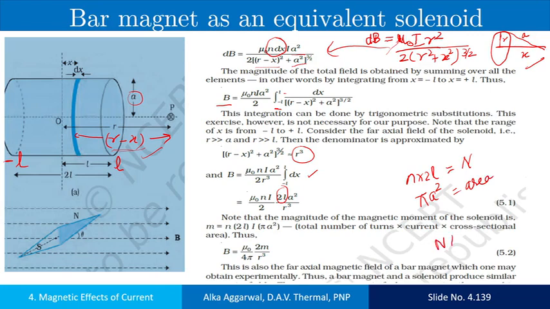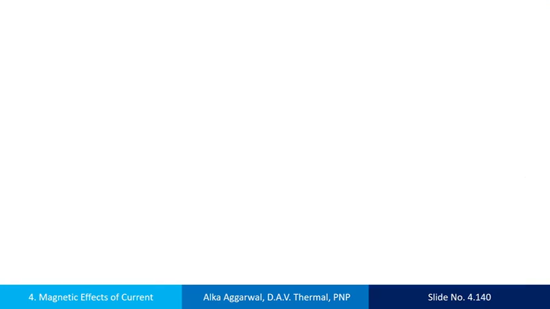Moreover, you have studied that NIA is equal to the magnetic dipole moment, which is represented by small m in this case. So this will be the expression, and this is the same expression which one gets for the magnetic field of a bar magnet along its axis. So the bar magnet and the solenoid have the same properties. They have the same magnetic field lines.